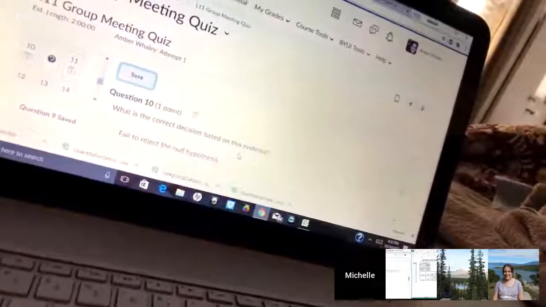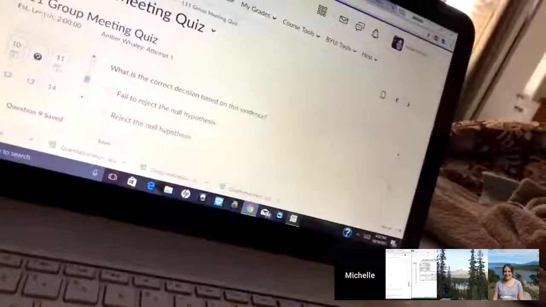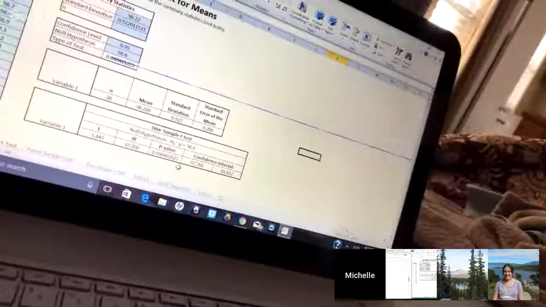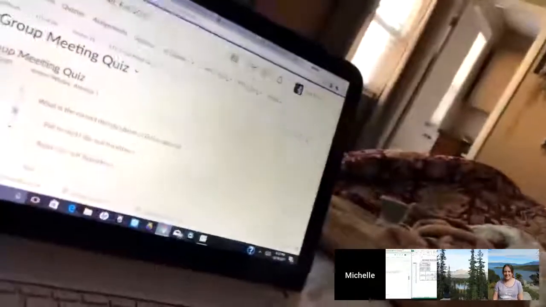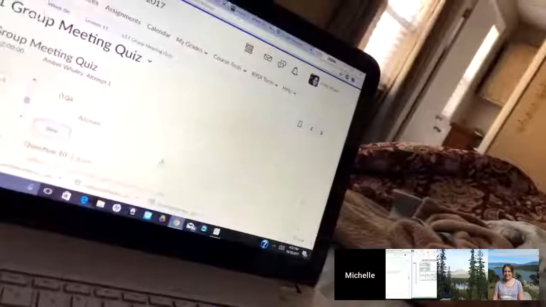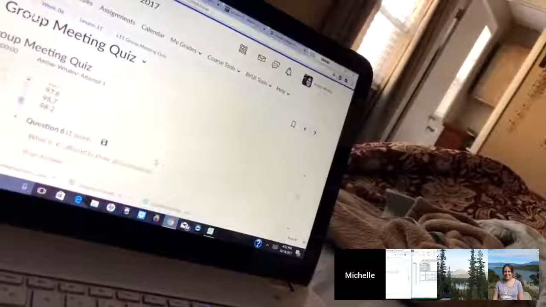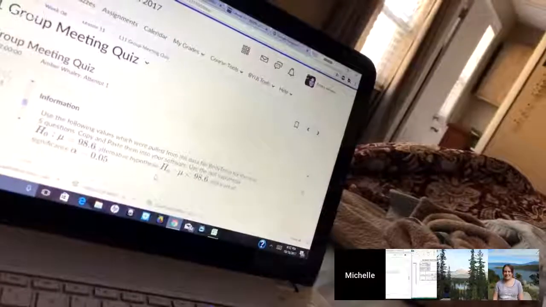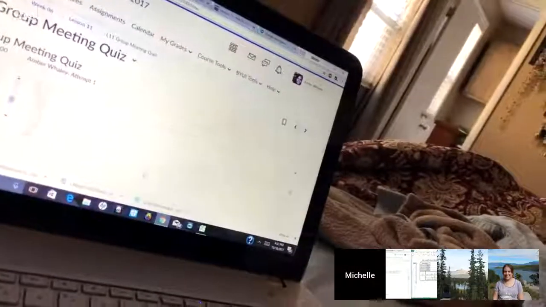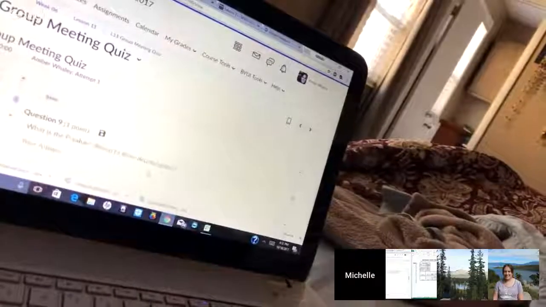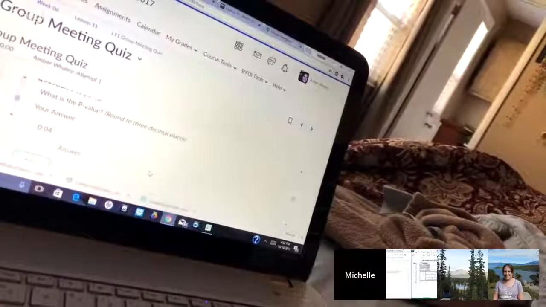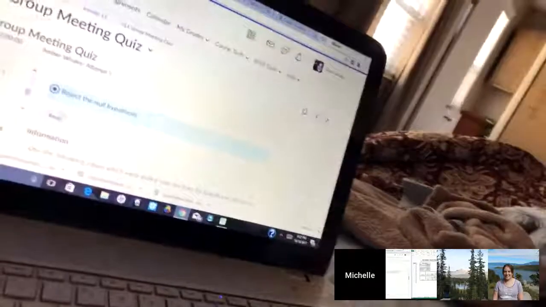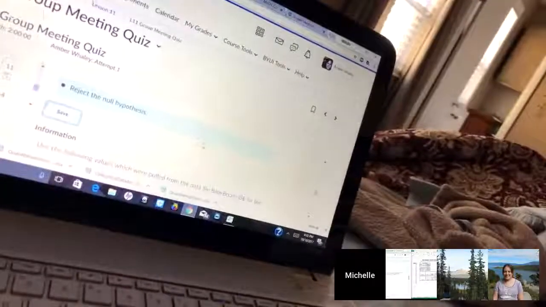What is the correct decision based on this evidence? Let's see. We want to find, if the p-value is less than the level of significance, which is 0.05, then we reject the null hypothesis. Yes, it is less than, so reject. Is that what everyone else got? Yeah.